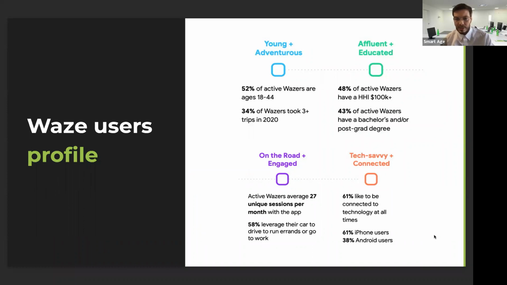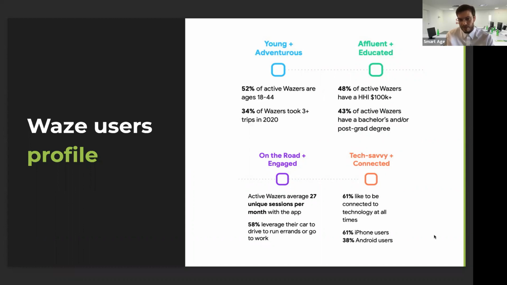We can also see that 48% of the active Waze users have a HHI of 100K plus, which is a great thing. They have high incomes. So it's really, again, a nice opportunity. We can also see that 43% of them have a bachelor's or post-grad degree. Most interesting, we can see that active Wazers average 27 unique sessions per month. So they're basically using it almost every day.